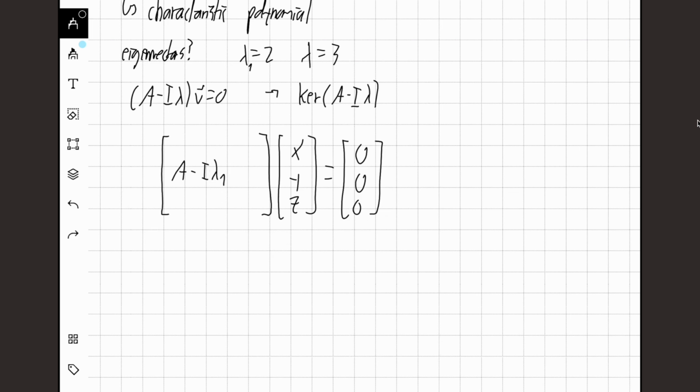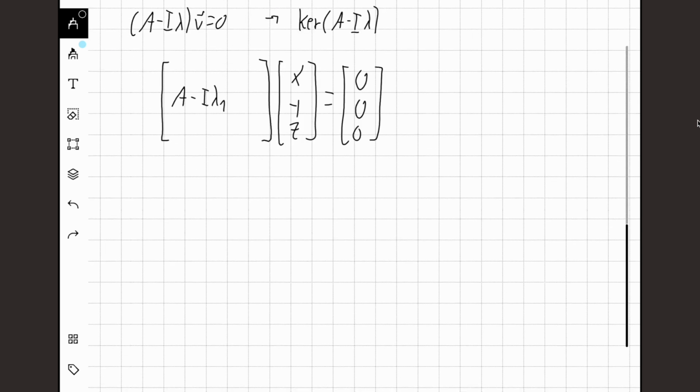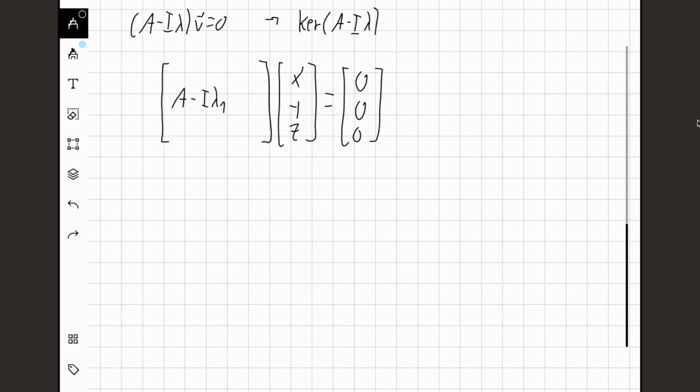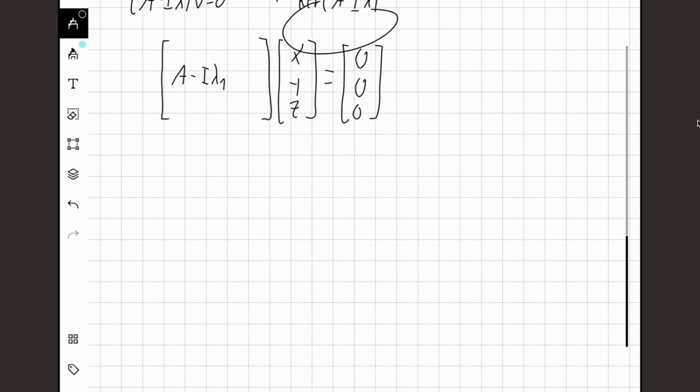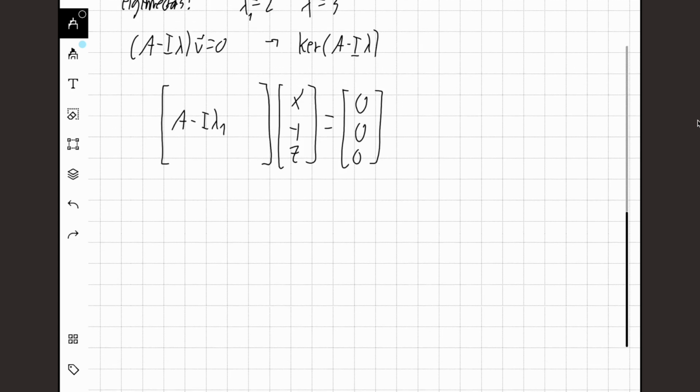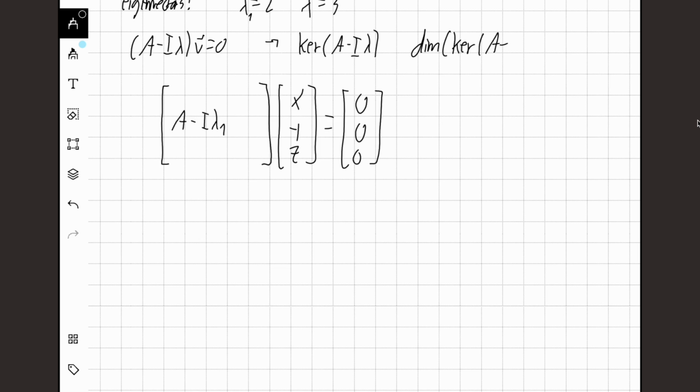And we do that for each eigenvalue, and then we're done. Basically, now the amount of vectors in the kernel of this specific matrix, so the dimension of the kernel of A minus I lambda, that is going to be the geometric multiplicity of the eigenvalue lambda.